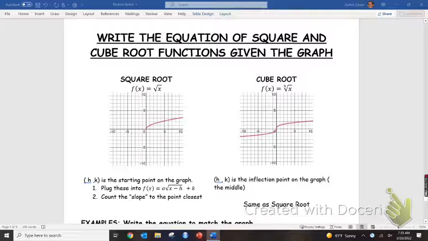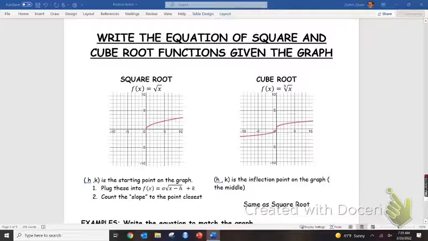If you look at the steps under square root, it says h and k is the starting point of the graph. On step number 1, I have the transformation equation with a times the square root of x minus h, plus k. Once you find that starting point, like in that case it's 0, 0, you just plug in the x value for h and the y value for k. Step number 2 says count the slope to the point closest. So you have to go exactly one x value over. If you go further than that, this won't work. But if you go to the very next point, you can find the a value for the slope. I've got 3 examples down here, so I'll show you in a minute.